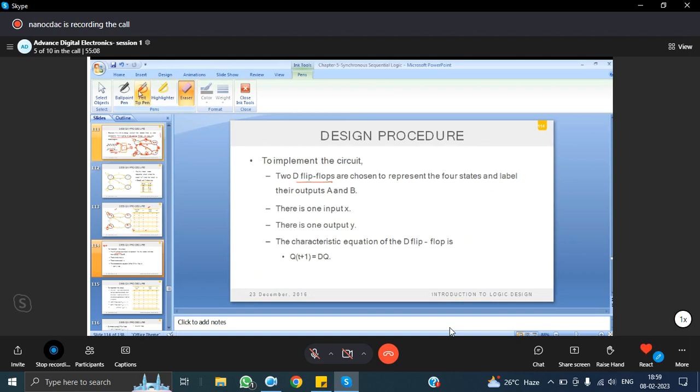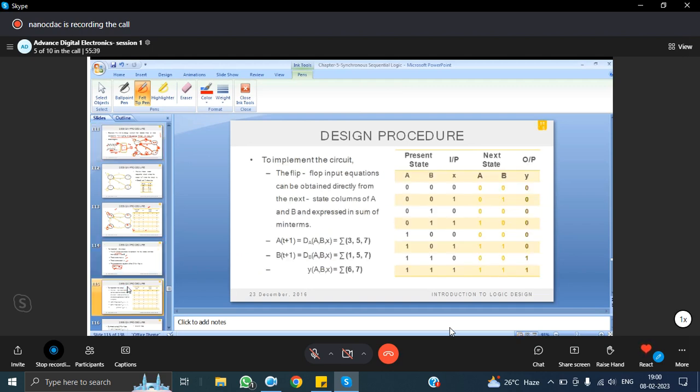So 2 D flip-flops are chosen to represent the 4 states, and label their outputs as A and B. There is one input X and one output Y. We already know the characteristic equation of the D flip-flop: the next state is given as Q(t+1) = D, and it is nothing but the D input into the present state.